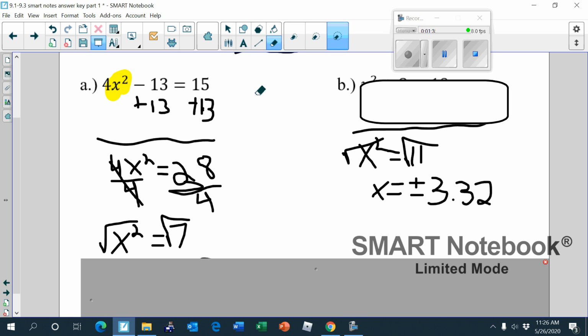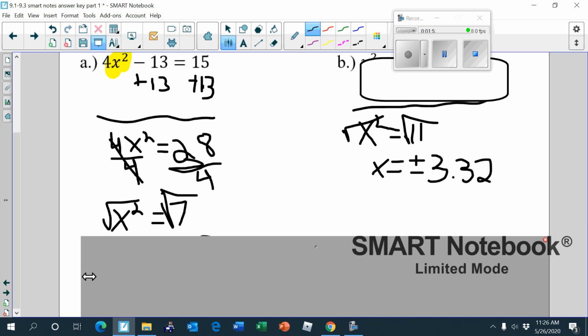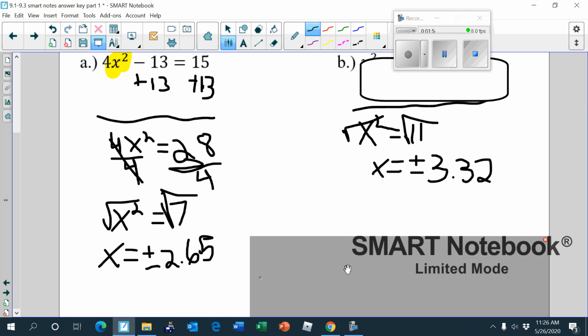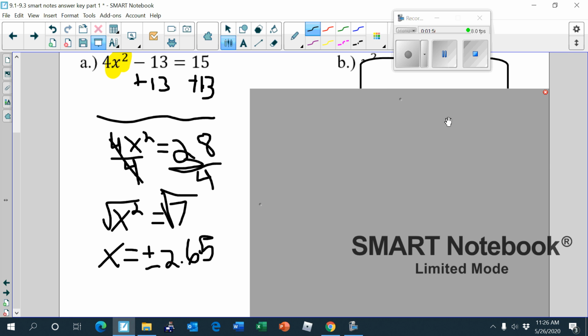What you were really left with was x squared is equal to 7, right? And then from there, we have to take the square root of both sides. And remember, when we do that, what do we have to remember for our answers? Very good. It's going to be a plus or a minus. So you're going to get x equals plus or minus the square root of 7, and you get 2.65, and you have to make sure you include that plus or minus.